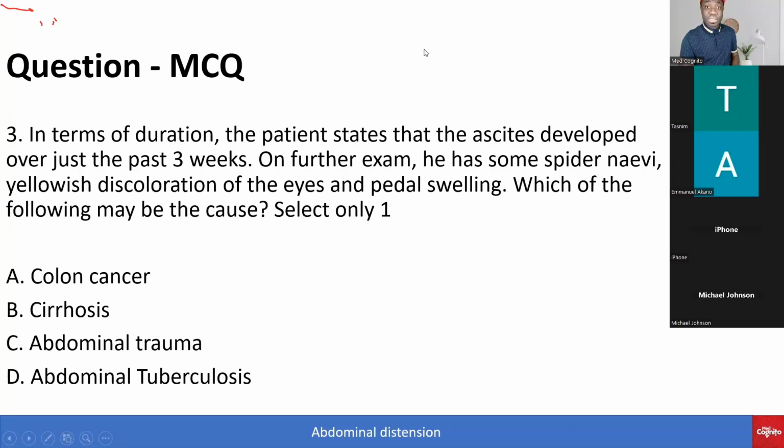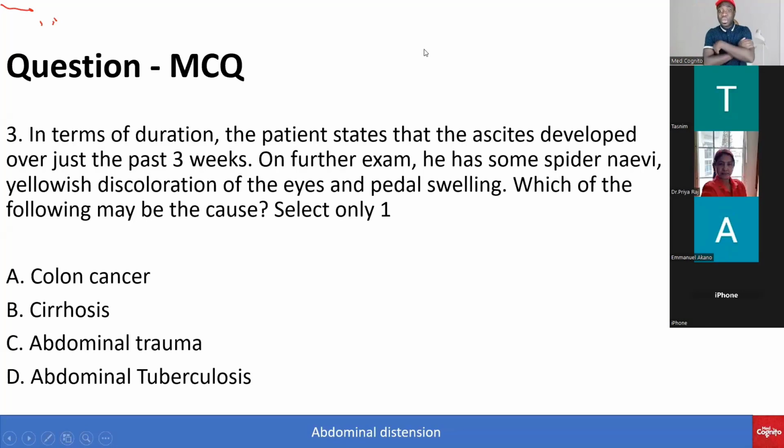Cirrhosis? Beautiful. Why cirrhosis? Why did you go for cirrhosis, Dr. Raj? Yes, the presence of jaundice. Beautiful. And spider nevi. Beautiful. And pedal edema. Beautiful. This shows that it is going to be something like portal hypertension associated, so it should be cirrhosis.